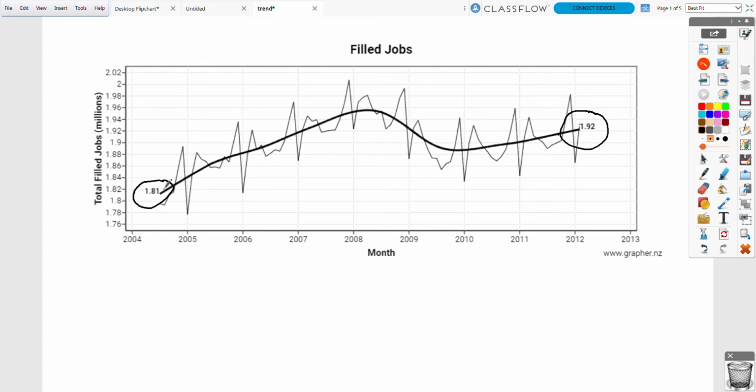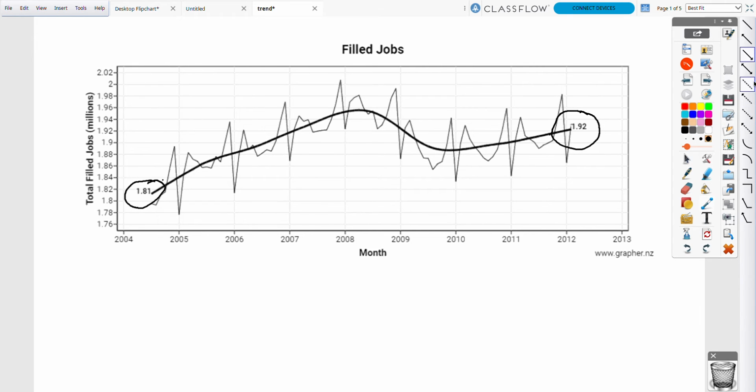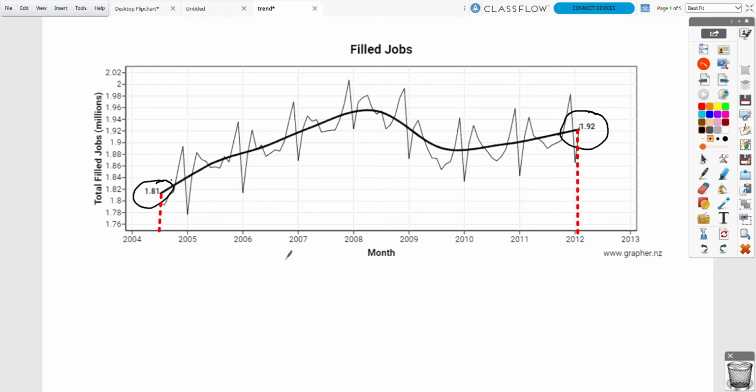starting and ending at. Now my data is on total filled jobs in millions in New Zealand, the data that I used for examples in class so far. So my trend line is starting at 1.81 million total filled jobs here in New Zealand, and it's ending at 1.92 total filled jobs in millions. The other thing we are going to need from this data is our time on our time axis. My data is starting at that point there and ending at that point there. To find out these dates, you're going to have to go into your spreadsheet that your data is typed up into and look these up.